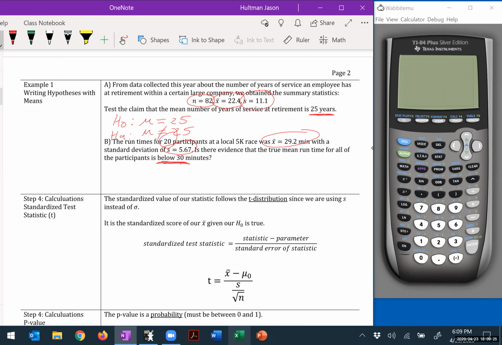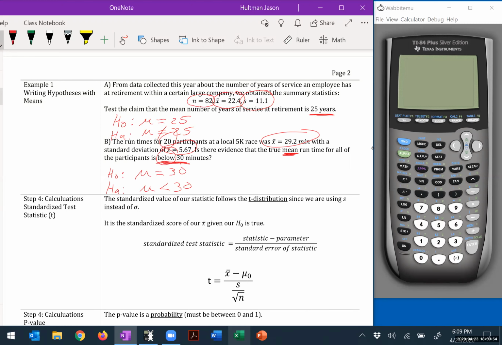Okay, we're looking for a mean. It'll either say mean or average, which again tells me that I'm looking for the average, or mu, and not a proportion. So H0: mu is equal to something. HA: mu is, in this case, less than, below is the key word there, less than 30. And so my mu would equal 30.